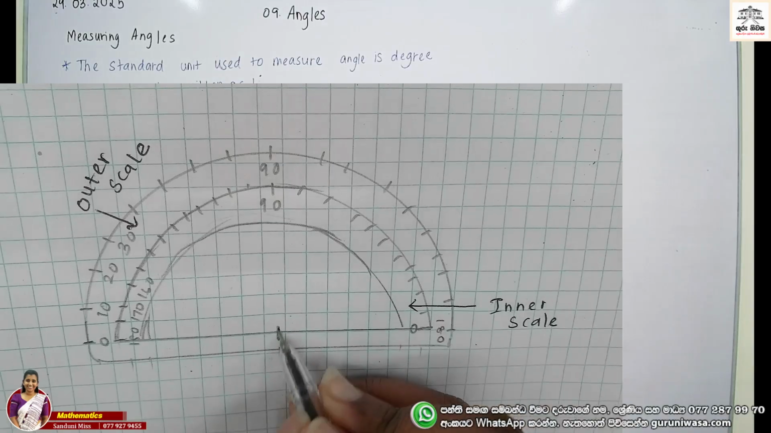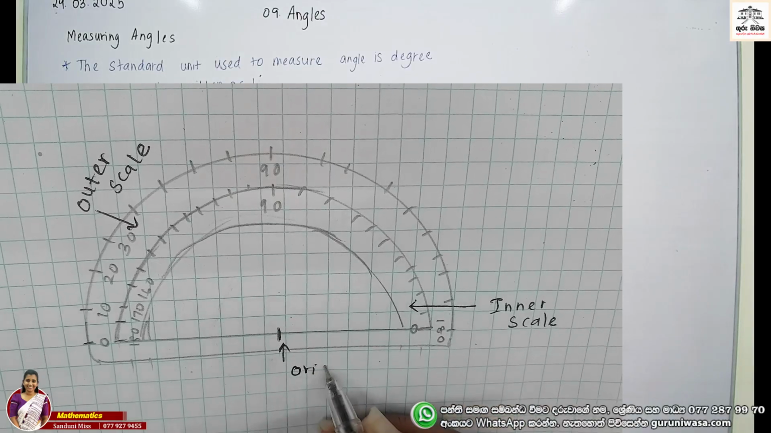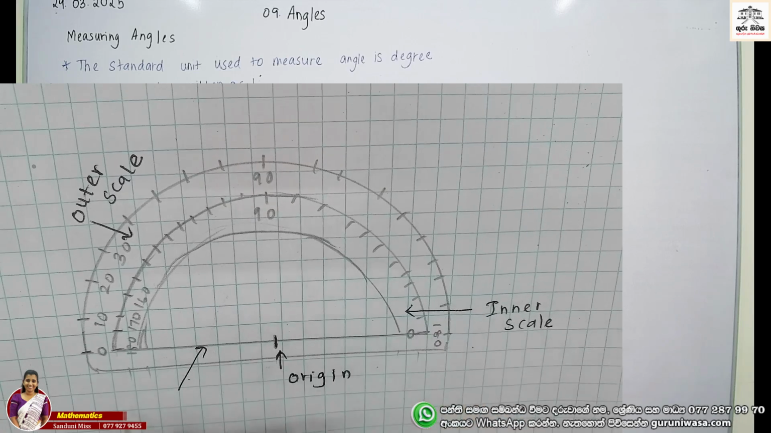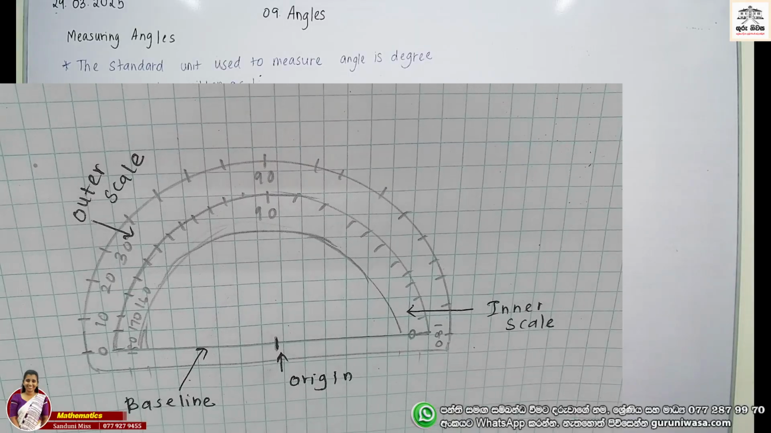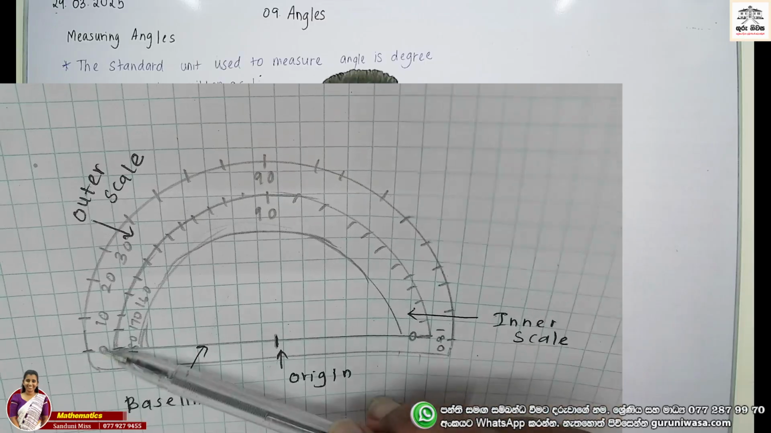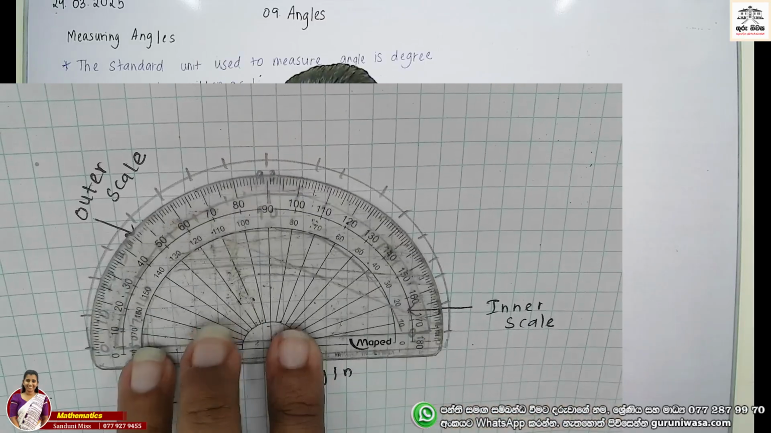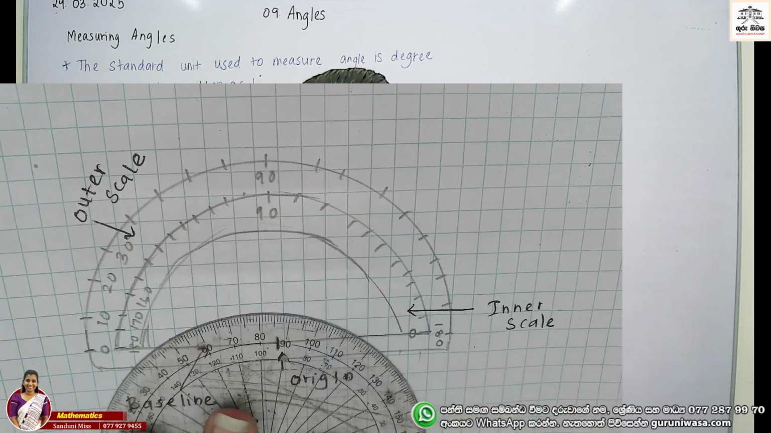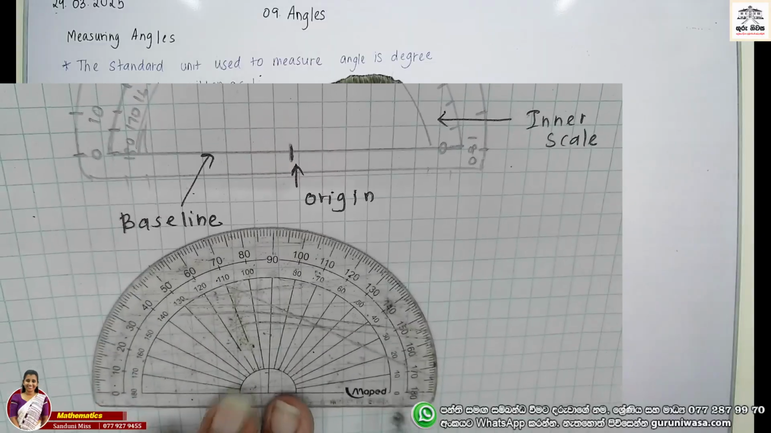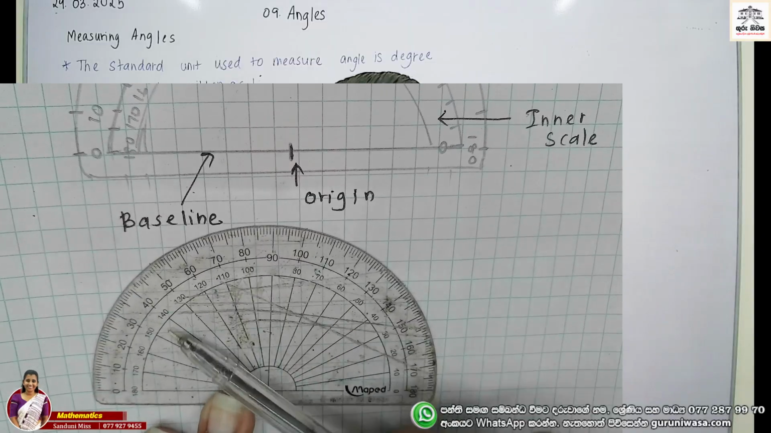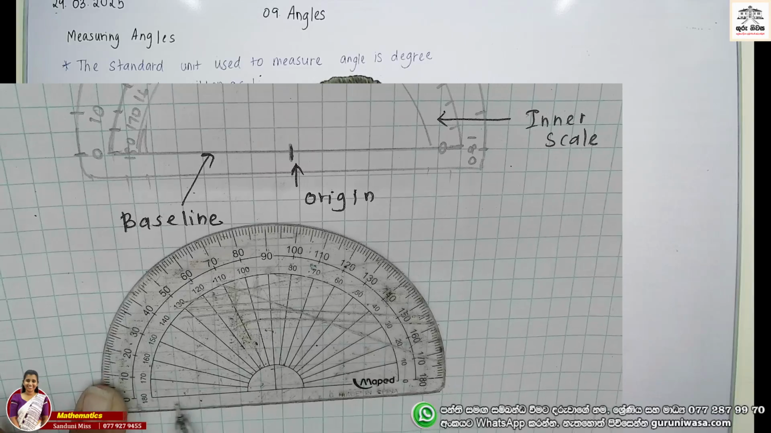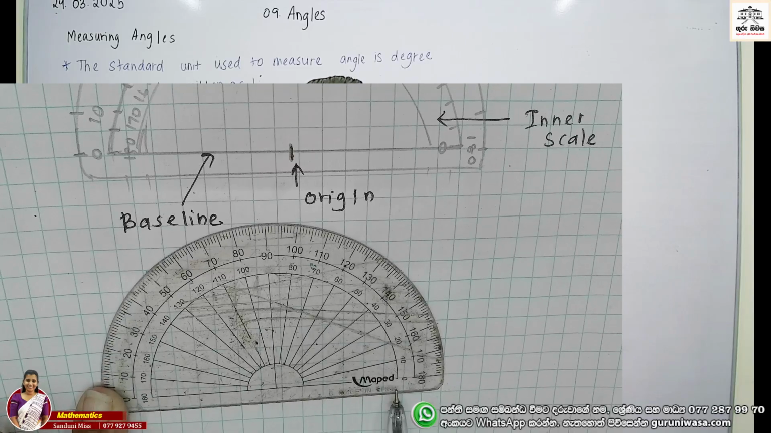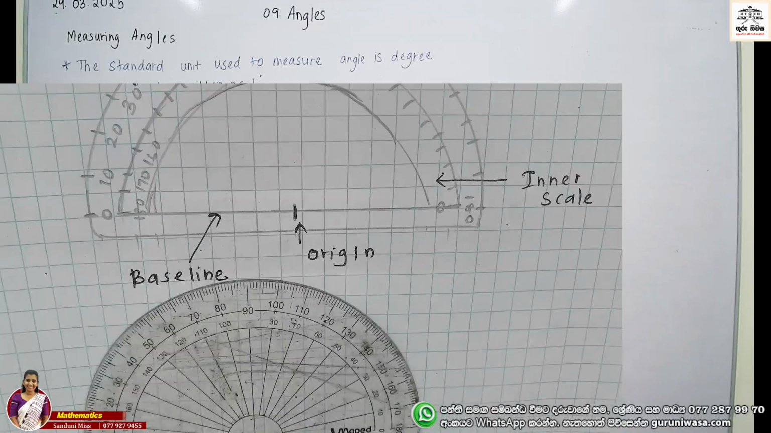And this point we call the origin, and this will be the baseline. So here you have two scales. This is the inner scale and this one is the outer scale, in and out. You can see this line we call the baseline. Here you call it the origin. So you can draw it in your book.